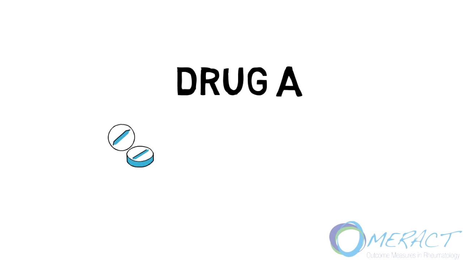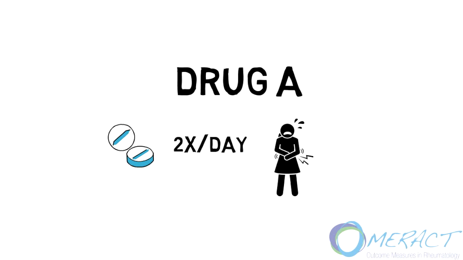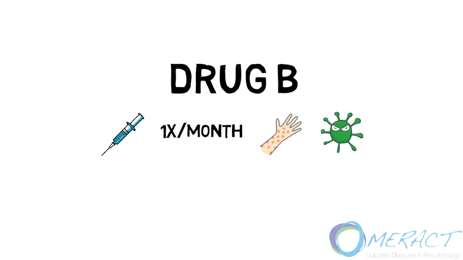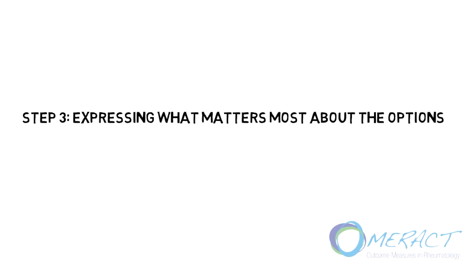Drug A is taken as a pill twice a day and can cause side effects such as stomach upset and require additional blood tests to make sure it does not cause other side effects. Drug B is taken as a self-administered injection once a month and can cause side effects such as rash and, more rarely, serious infections. In step 3, Mary expresses what matters most to her about the options.